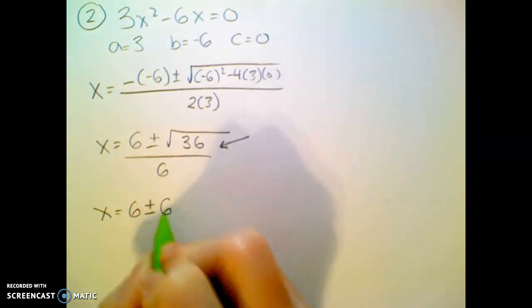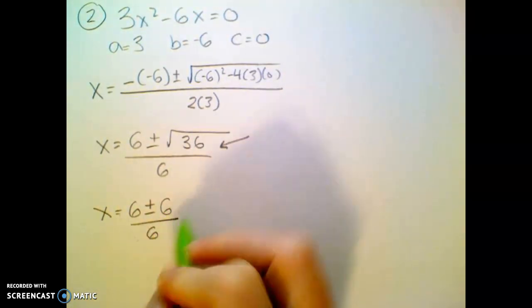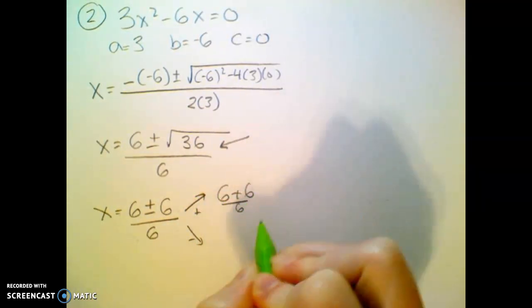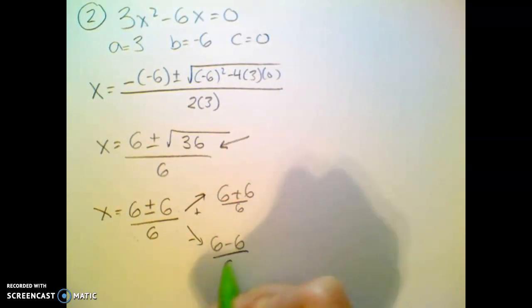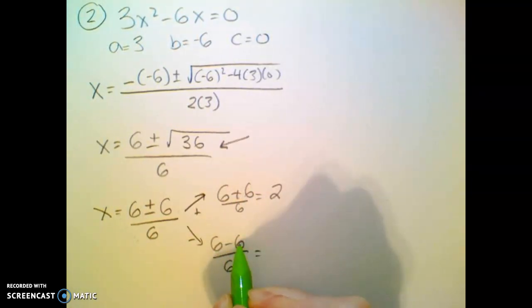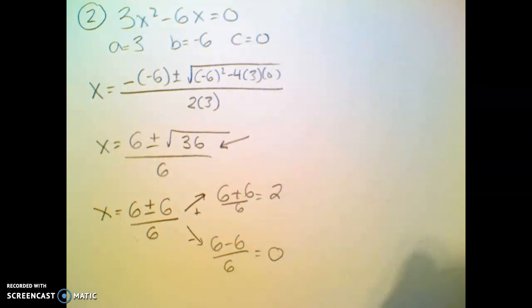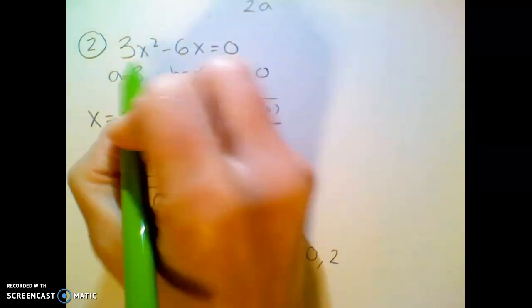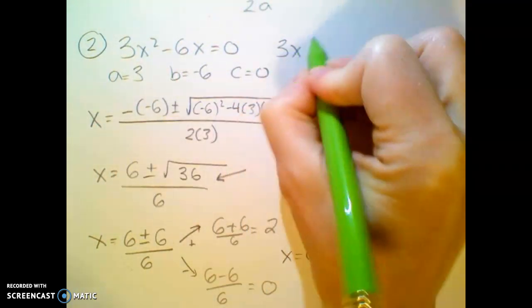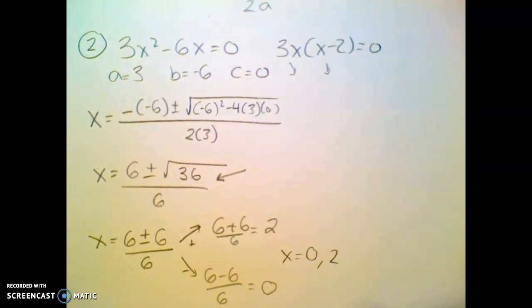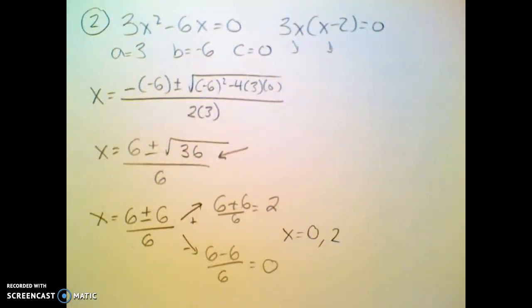Square root of 36 is 6. Do your positive route, do your negative route. 6 plus 6 over 6, and then your negative route is 6 minus 6 over 6. 6 plus 6 is 12, divided by 6 is 2. 6 minus 6 is 0, divided by 6 is 0. So this is x equals 0 and 2. It was factorable though because I could have taken out a 3x, leaving x minus 2, and x equals 0, x equals 2. I could have been done in seconds flat, but again, the quadratic formula always works, just not the quickest.